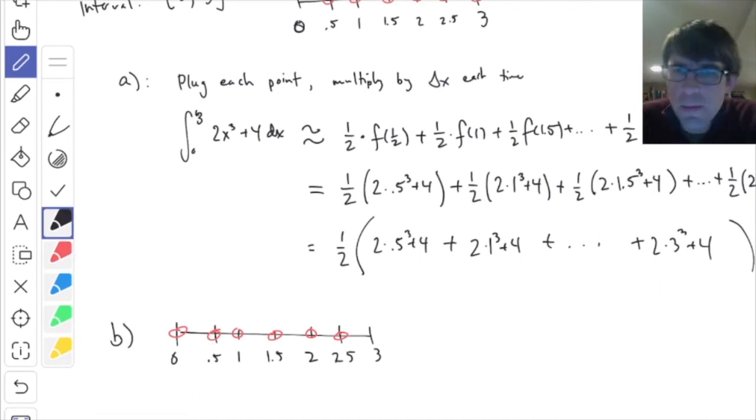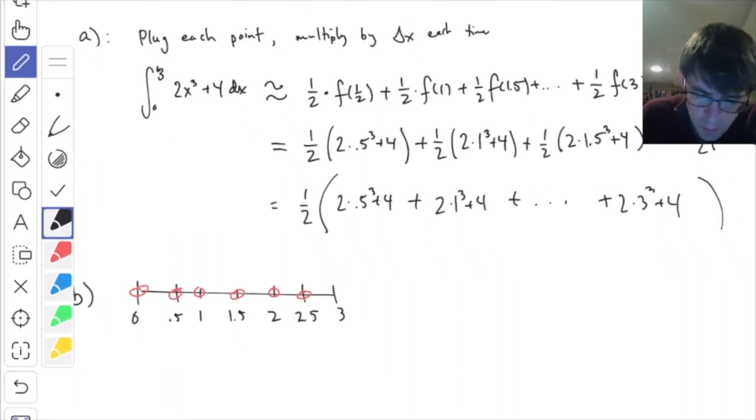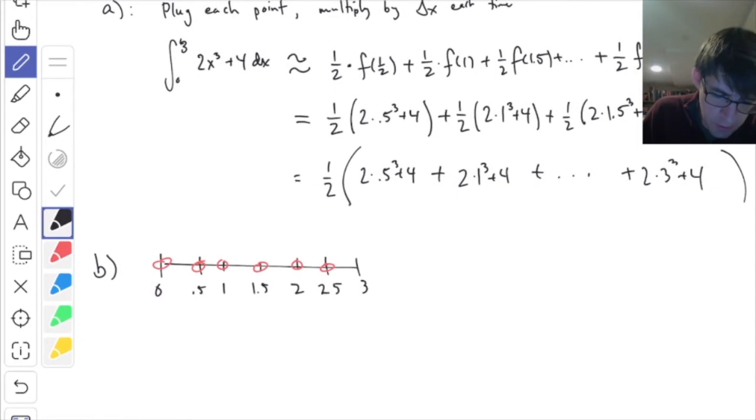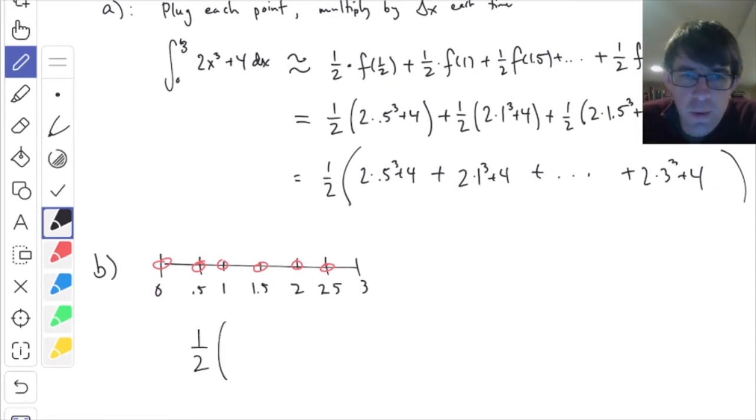Would you mind if I just jump to the final answer? I mean, it's exactly the same. The only difference is which points you include. So this time my answer will be 1/2. I'll do it this way with the factored out 1/2.